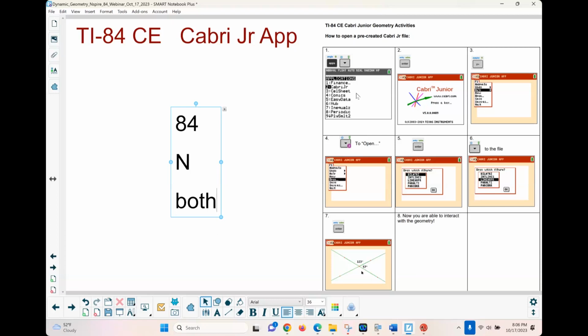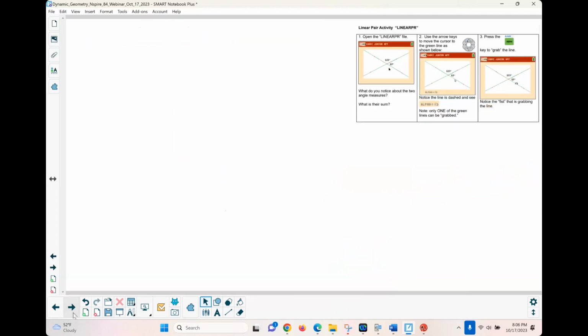For example, here's the first page showing you how to open a pre-created Cabri Junior file, okay? So it goes 1, 2, 3, 4, 5, 6, and so on. So you have access to this PDF, okay? So let's go ahead and look at one. We're going to start simple.